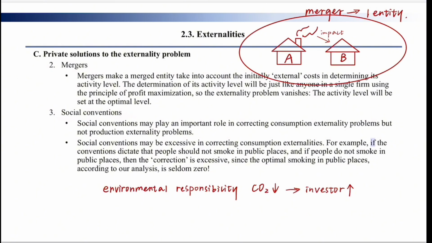There is another example. In recent years, many companies have the concept of environmental responsibility. They believe that if they perform well in environmental protection, they will attract more investors. Perhaps the investors think that this company has done a good job in terms of social conventions, so they can continue to trust it and think it has prospects. Therefore, more investors will invest in their company. This is also an example of social conventions solving externalities.